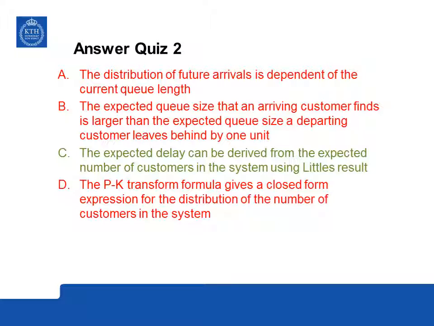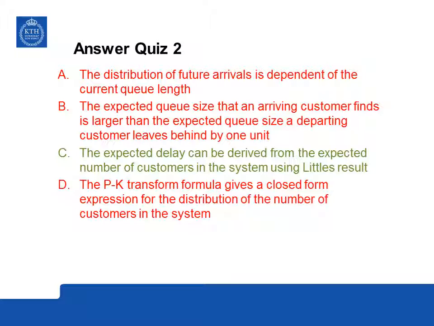The answers to quiz 2. The distribution of future arrivals is not dependent on the current queue length. The arrival process is memoryless, and future arrivals do not care what is the current length of the queue.